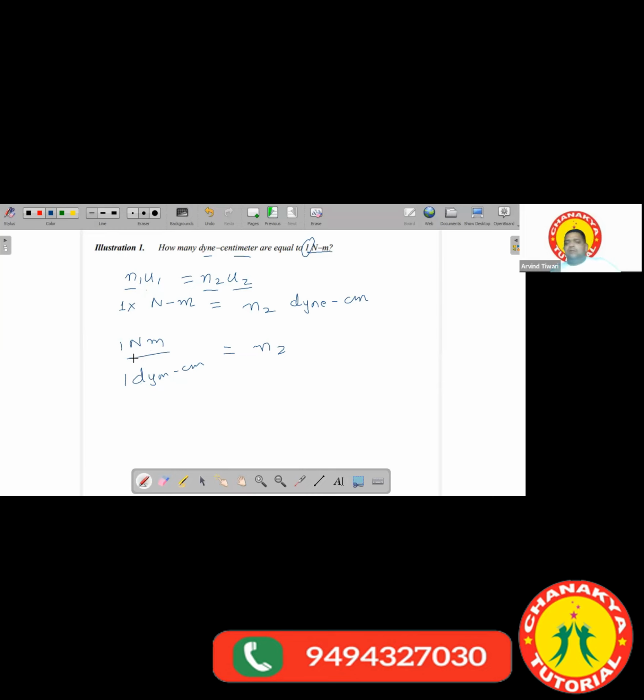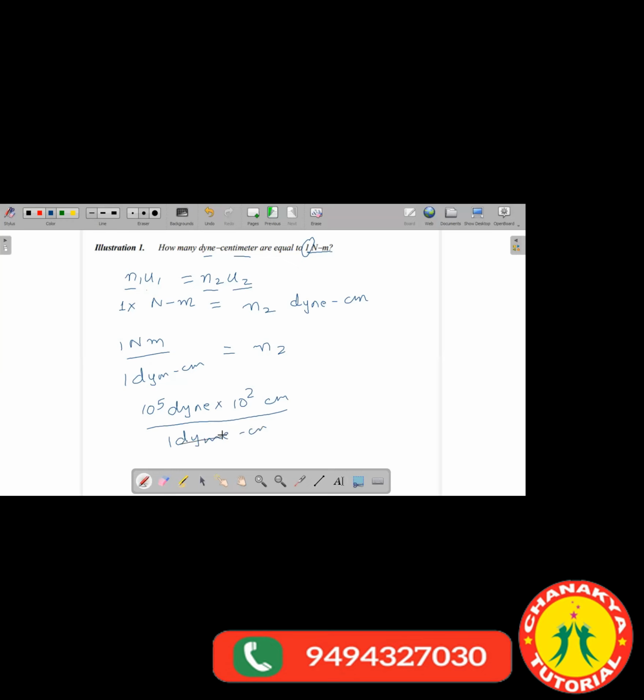As we know, 1 Newton is equal to 10 to the power 5 dyne. So I can write here 10 to the power 5 dyne multiplied by 1 meter, which is equal to 10 to the power 2 centimeter, and you have on the denominator 1 dyne centimeter. So dyne centimeter gets cancelled, and you have the value of N2 as 10 to the power 7.